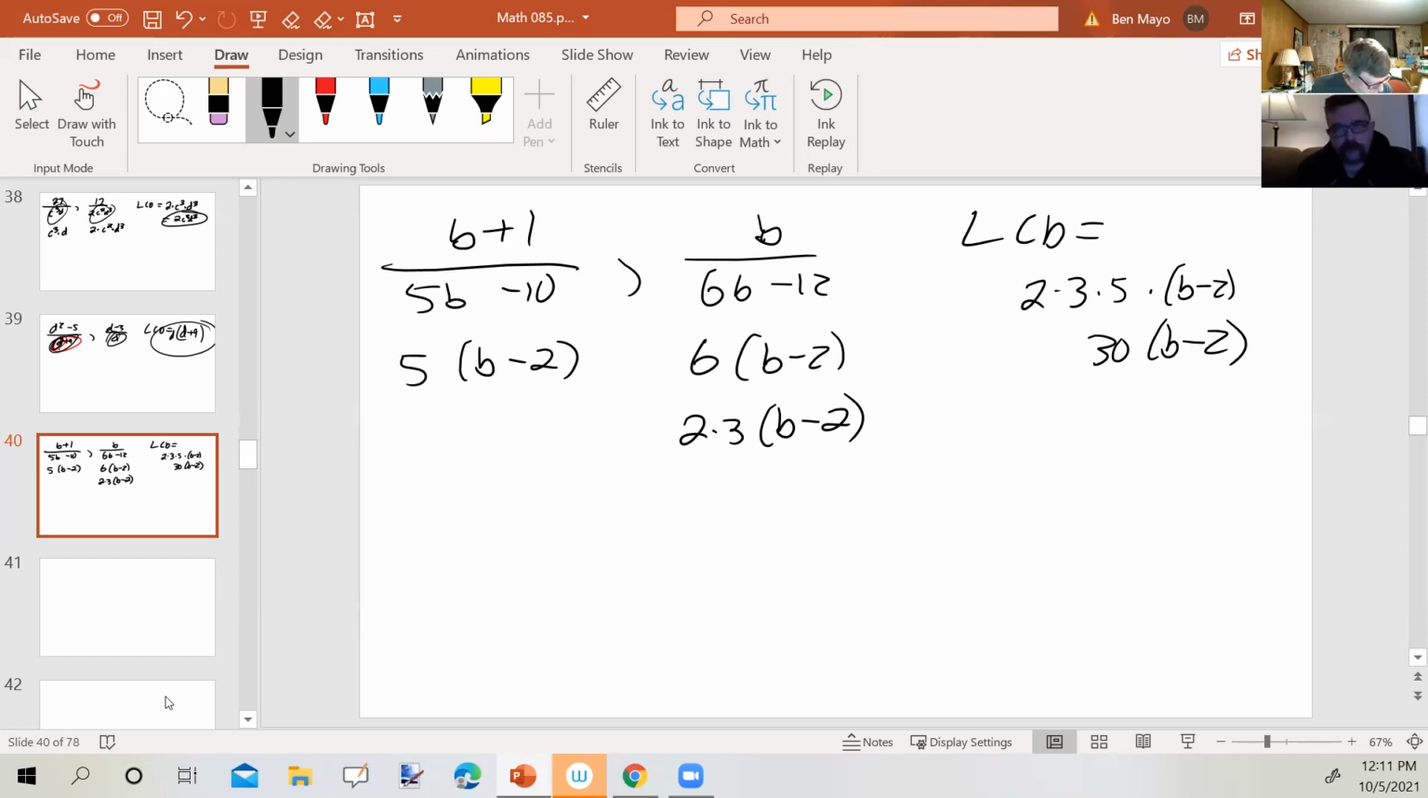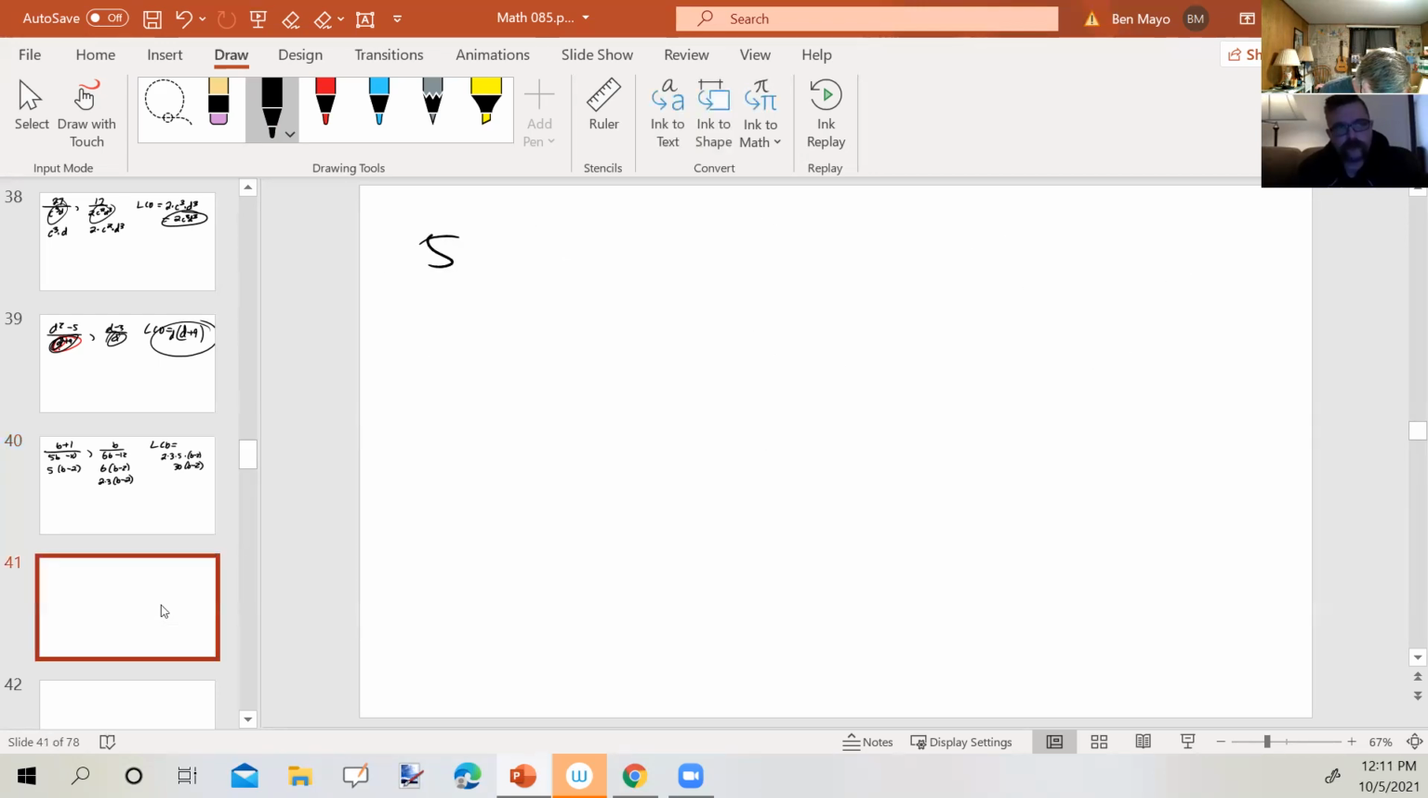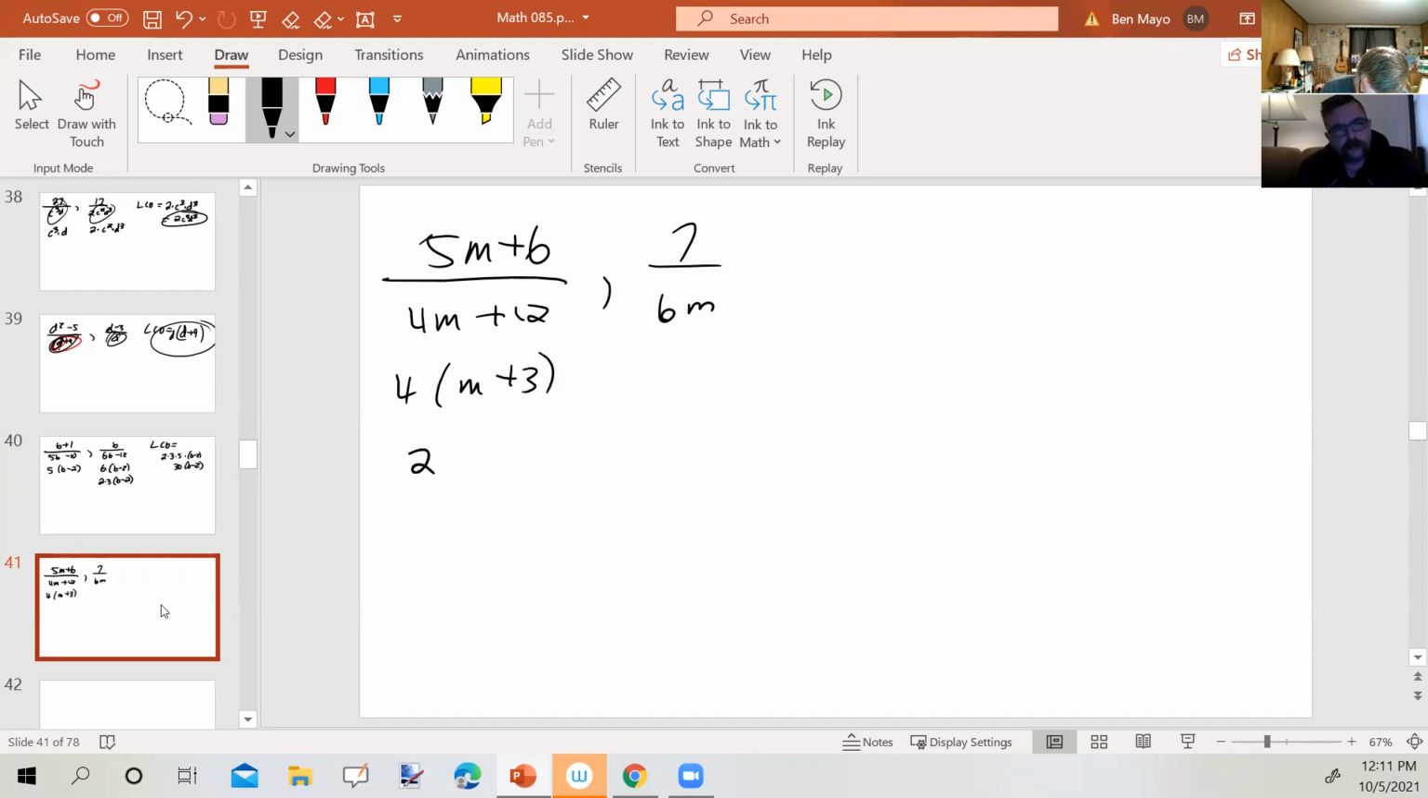Okay. How about this one? 5m plus 6 over 4m plus 12, and then 7 over 6m. 4m plus 12 is 4 times m plus 3, which is 2 times 2 times m plus 3, or 2 squared times m plus 3. 6m is 2 times 3 times m.